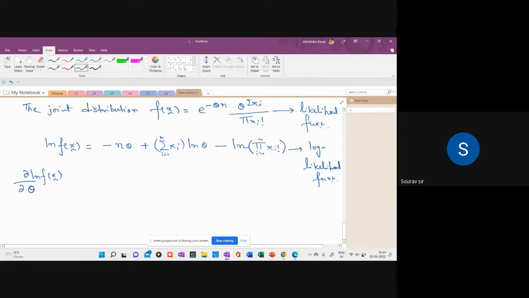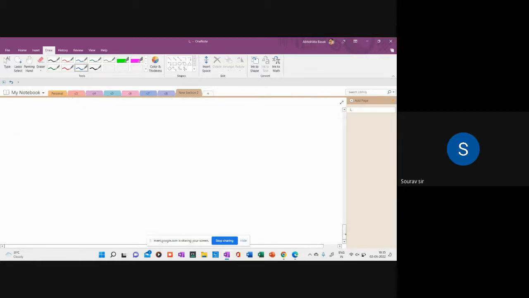So we need to do the derivative with respect to theta 1, keeping theta 2 constant, and then we need to do the derivative with respect to theta 2, keeping theta 1 constant. This is only possible if we go for the partial derivative. So that's why we are doing the partial derivative with respect to theta, and that is going to give me minus n plus summation xi by theta minus 0, since this is purely a function of xi, so no theta is involved over here.